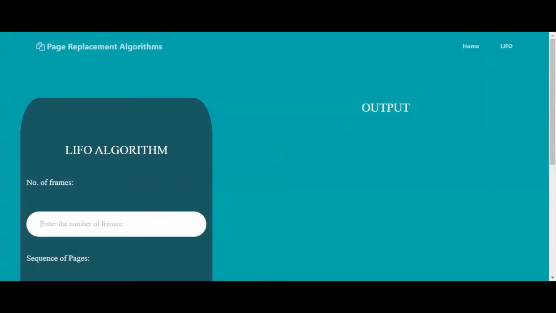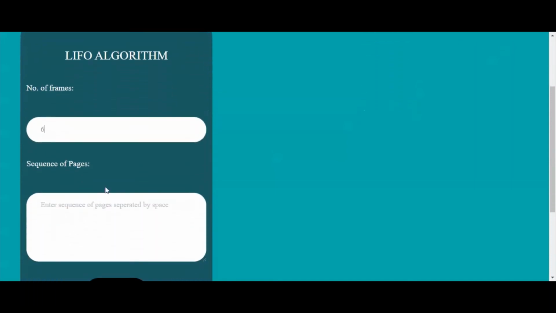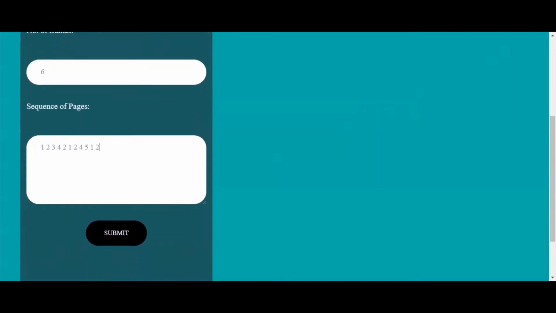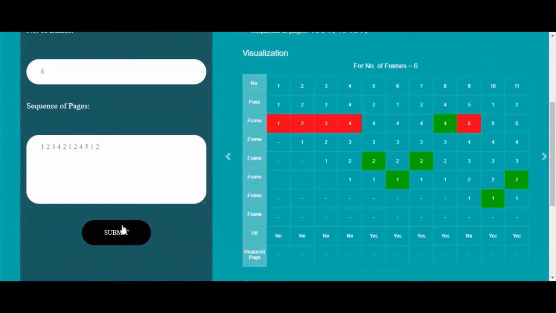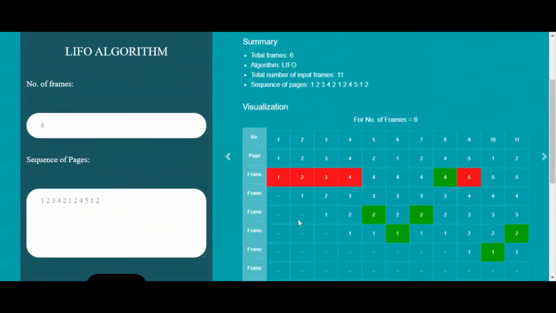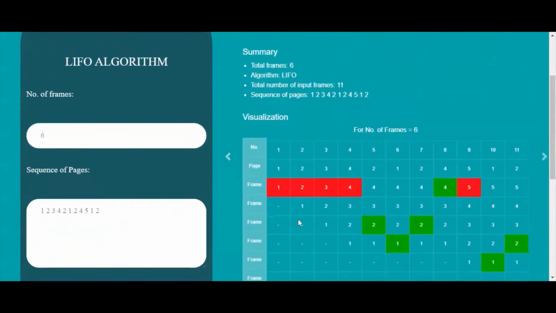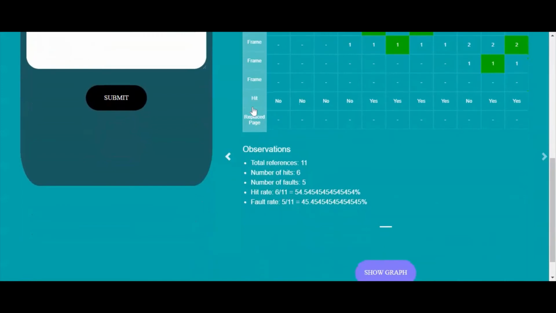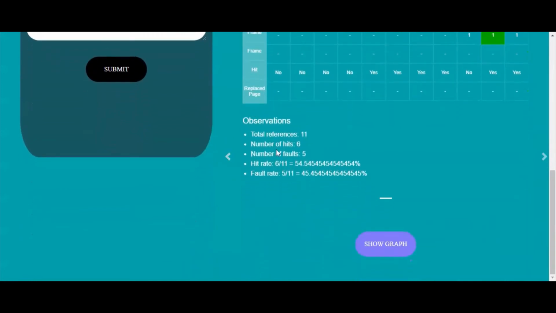Okay, now for LIFO, let's enter the number of frames, say 6, and the sequence of the pages, and if we submit it, this is the output. As we have already mentioned, the total number of frames, algorithm, sequence, and here we have the number of hits and faults, which gives us the hit rate and the fault rate.